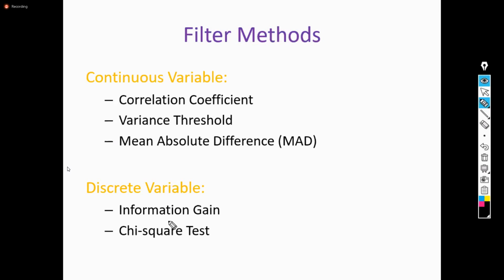Now, coming to this one, information gain, for discrete variables. How are we going to drop them? We do it by using the information gain. Whichever variable has low information gain, you drop. If there is no information from that particular variable, what is the use of it? No information, drop. Calculate the information gain. How to calculate the information gain? Already I have told you in the decision tree.